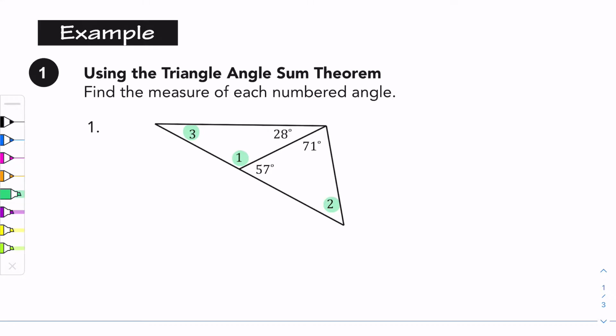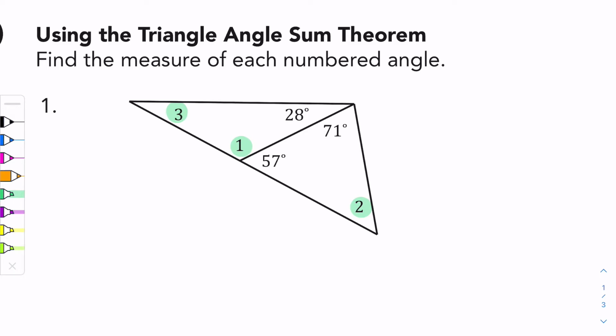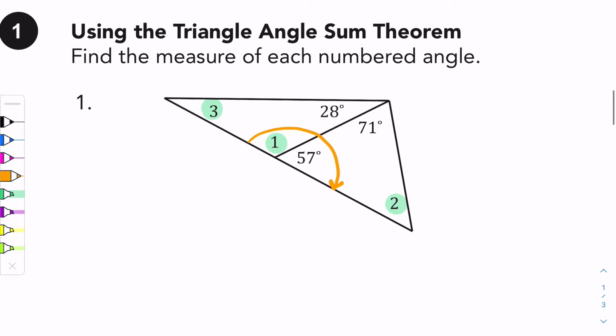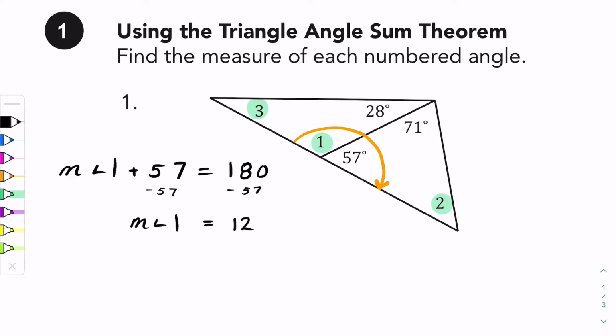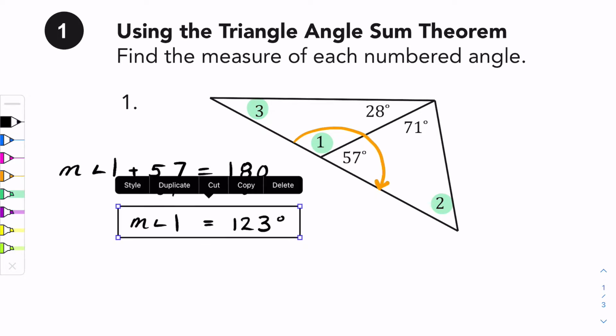So I'm going to start with the measure of angle 1, and I'm going to use a previous theorem that we've learned about. So the measure of angle 1 plus 57 is going to form a linear pair, or it's going to add to 180 degrees because it's a straight angle. The measure of angle 1 plus 57 is equal to 180. Subtract 57 from both sides, and the measure of angle 1 is equal to 123 degrees. And underneath that, I'm just going to indicate that we used the linear pair theorem.